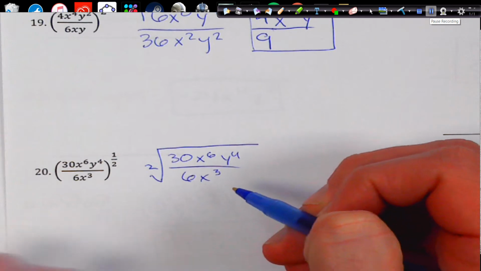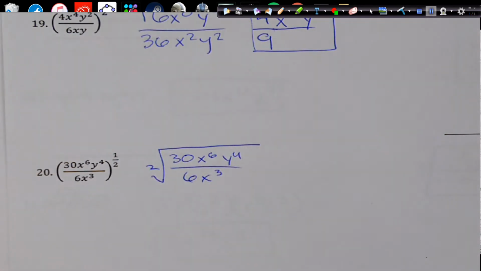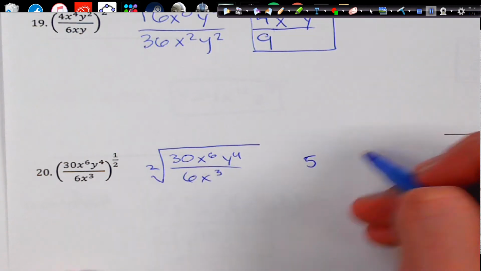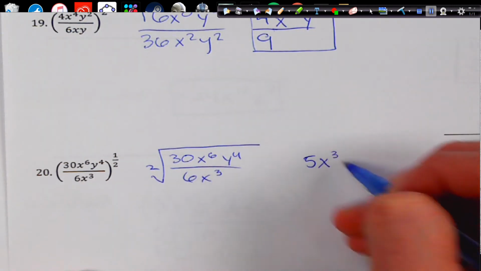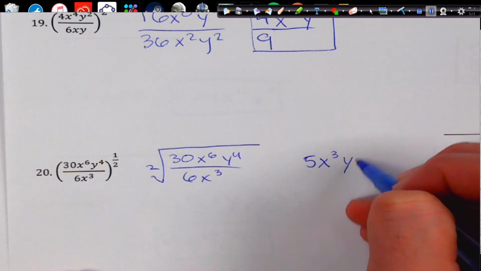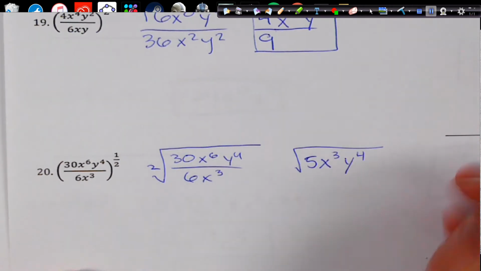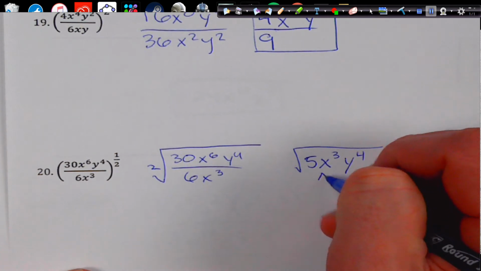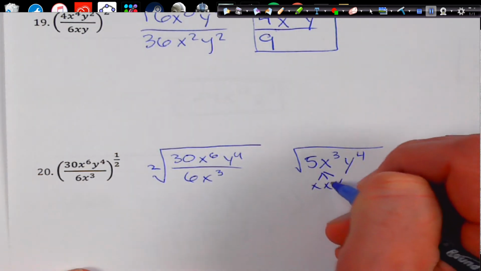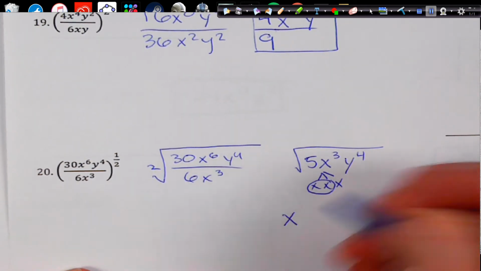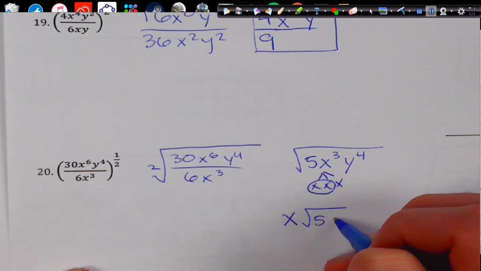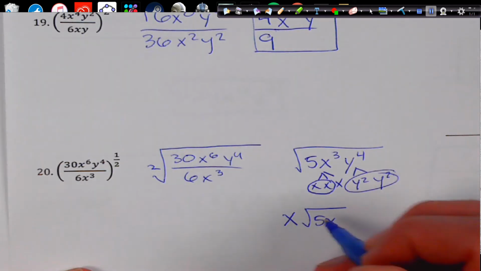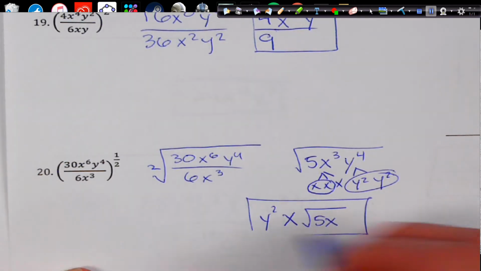30 and 6, if we divide 30 by 6, we're going to get 5. And then x to the 3rd. And then that's just y to the 4th power. And it's square rooted. We can't take the square root of 5 and break that down. Here we can break this down to x, x, and x, and we get 2 sets to come out. And 1 stays behind. And then this can be broken down to y squared and y squared, which we can pull out and get our answer like that.